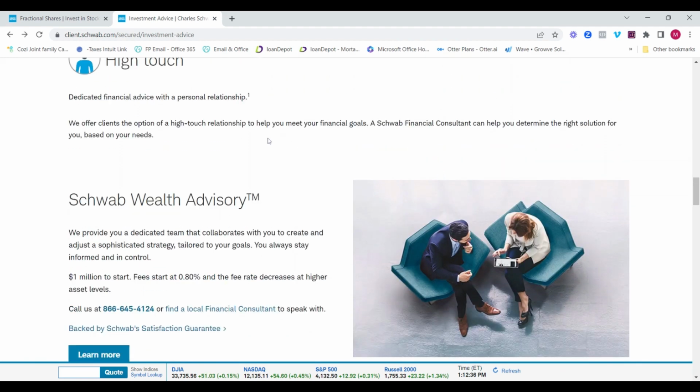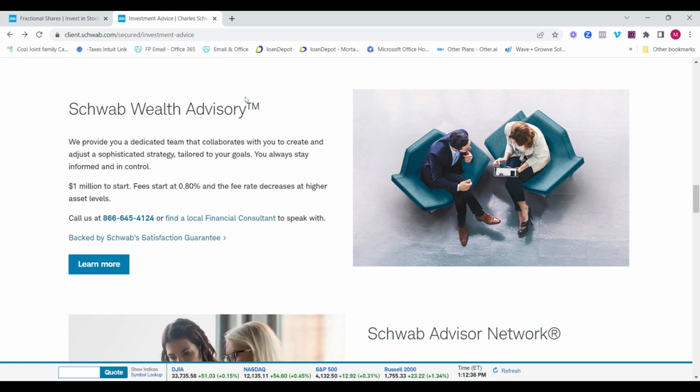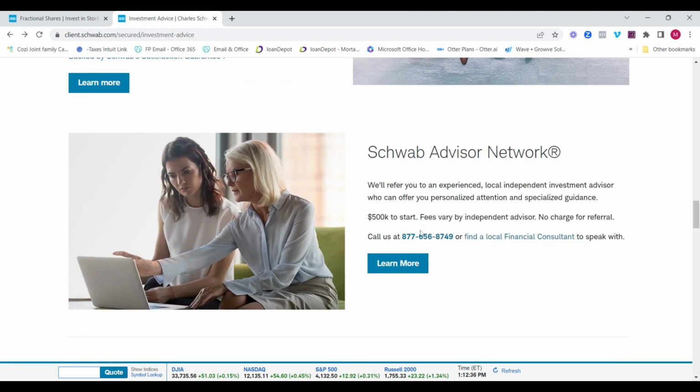Suppose you want a different level of service, so you can go higher up. So the higher touch would be the Schwab Wealth Advisory. So this fee structure is more of the percentage-based cost. Okay, so there's $1 million minimum to start, and the fees start at 0.8%. Okay, and then the more you invest in this portfolio, the lower that rate goes. So it's basically a tiered system.